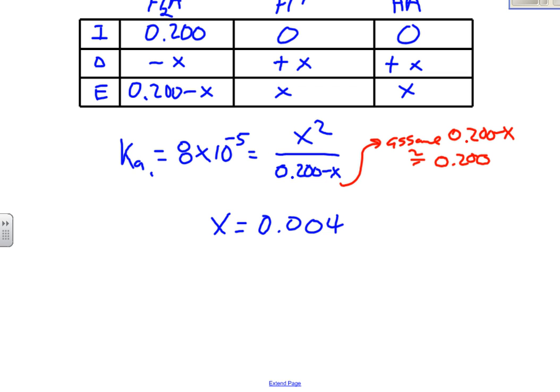0.004. If we go back and check our work here, 0.004 compared to 0.200 is approximately 2%. So that's less than a 5% error that's created from making that assumption. So we can go ahead with that. Now, where do we go from there?